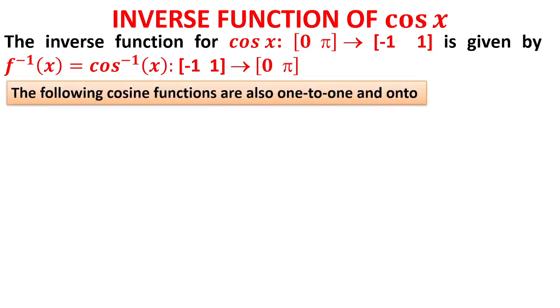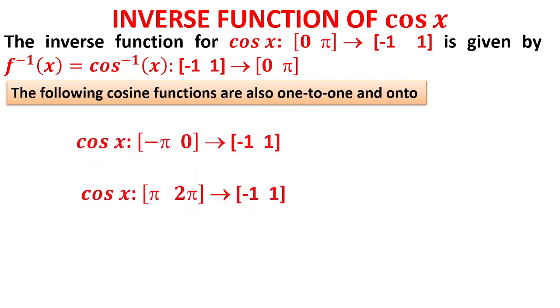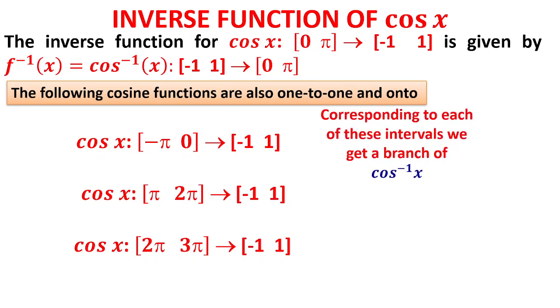As usual, there are so many cosine functions which are also one-one and onto. We see that minus pi to 0, pi to 2 pi, then 2 pi to 3 pi, all of them, when you make them the domain, will also be one-one and onto, and they also will have an inverse. Corresponding to each of these intervals, we have a branch of cos inverse x. We are showing it in the figure now.